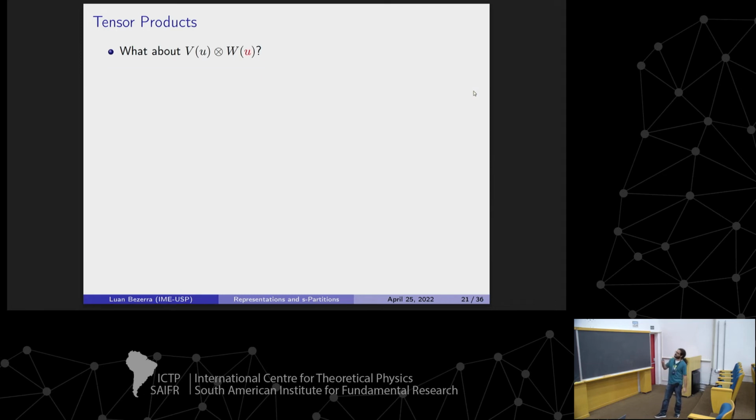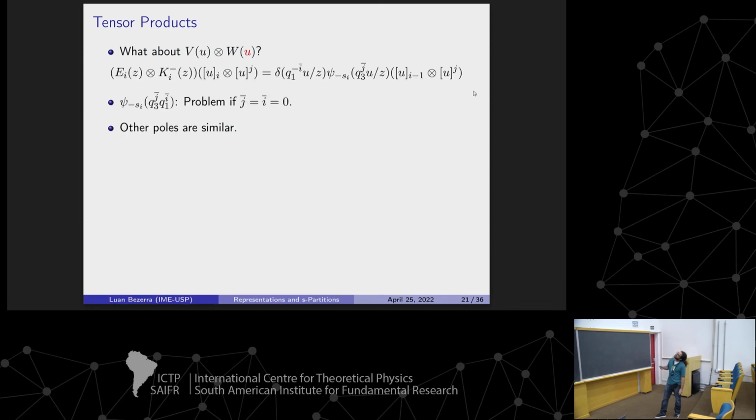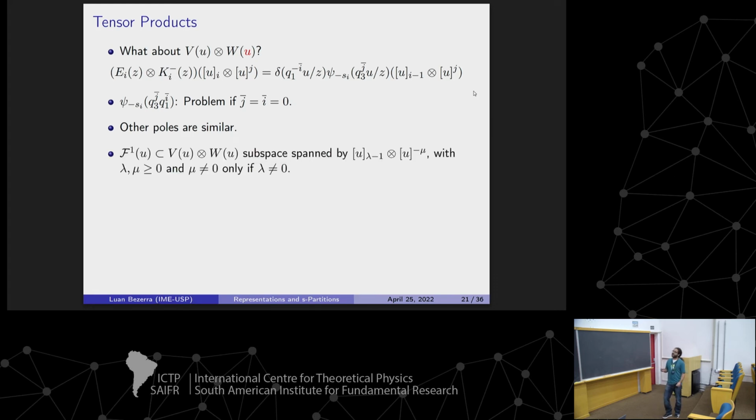And so let's see what happens if I take VU and WU. Then this delta function times this psi will give something like this. And see, this psi function has a pole at z equals 1. So the only problem will appear if j and i, so this bar is taking into account the parities, if they are 0. And remember, the action on V was going in one direction. The action on W was going in the opposite direction.